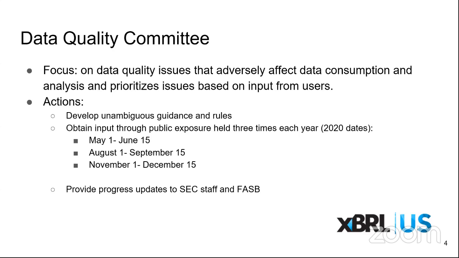Based on input from users, we develop guidance and rules that can be accessed free of charge by all users at XBRL US's website. We are committed to issuing rule sets 3 times per year. This year, we will have public exposure of 3 separate rule sets, one of which, the first one, has already been approved and will become effective in September. The second one is under public exposure right now, and then we'll issue a 3rd set later on in November. We also provide input to representatives of the Securities Exchange Commission and Financial Accounting Standards Board regarding any issues that we identify in our work.